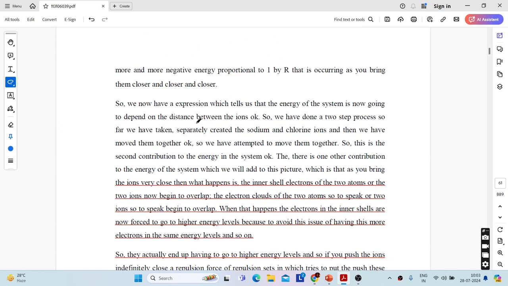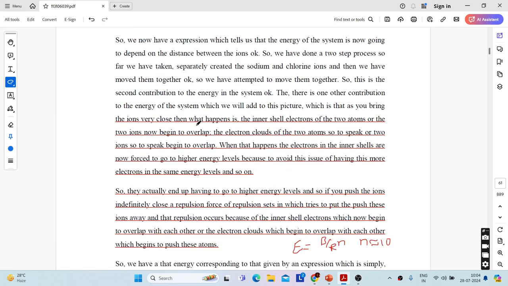Now if the ions are very close, what will happen? The inner shell electrons of the two ions begin to overlap. The electron cloud of the two ions begins to overlap. The electrons in the inner shell are then forced to go to a higher energy level, to avoid having more than one electron in the same energy state. So they end up having to go to the higher energy level. If you push the ions indefinitely close, a repulsive force sets in, which tries to push the ions apart. The repulsion occurs because the inner shell electron clouds begin to overlap with each other, pushing the atoms apart.